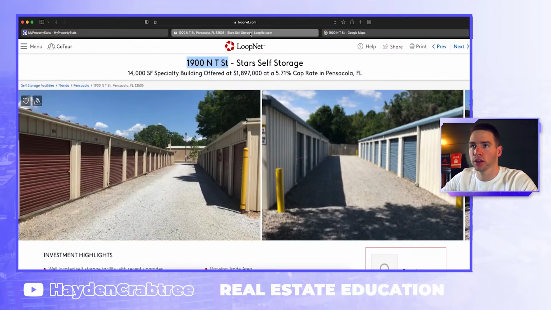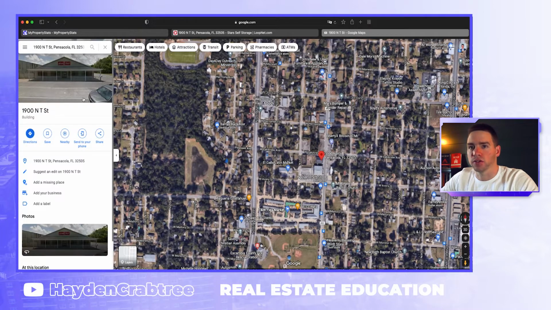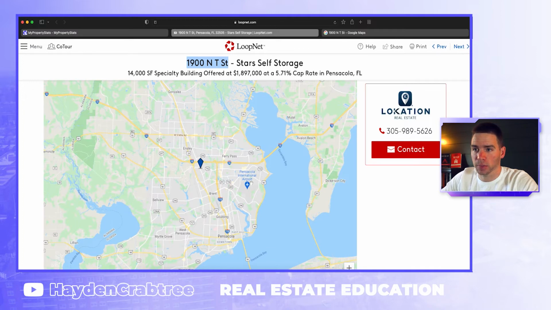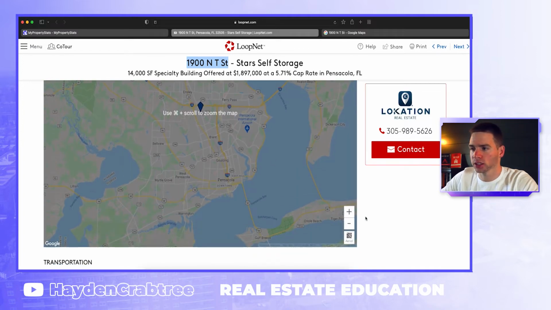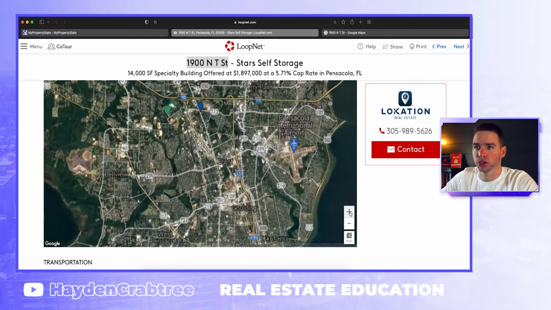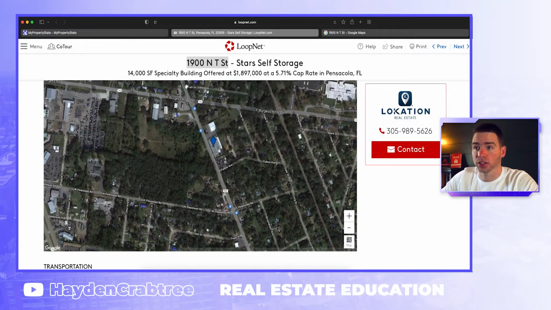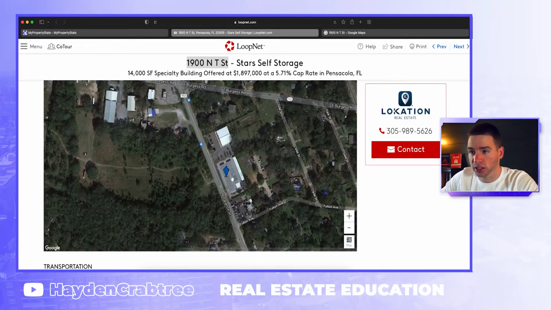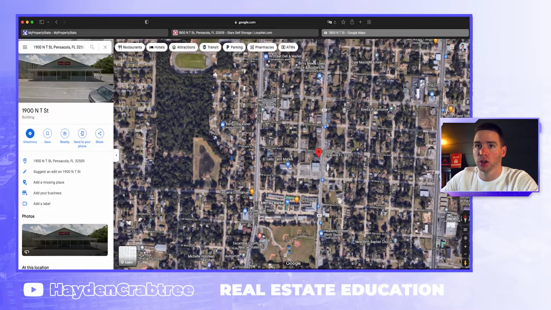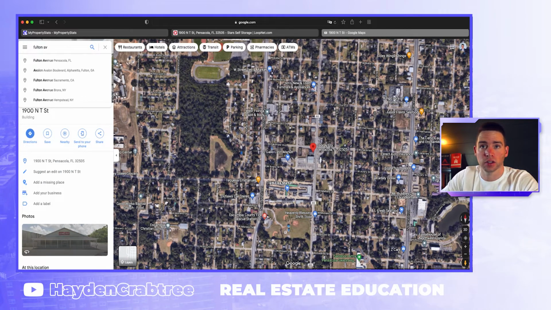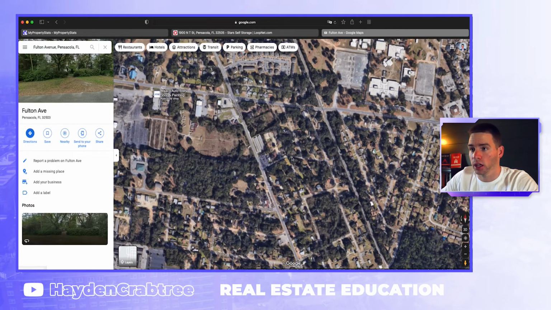Did I get the zip code right? 32505. So that's interesting. So I can't even find it on the map. So let's go down here and see what this looks like. We're going to aerial, we're going to zoom in, and it doesn't look like this is at that address. It looks like it's at a different address. So let's see. This is on North Halifax and Fulton Ave. So let's see if we can find North Halifax and Fulton Ave. Fulton Ave, Pensacola, Florida. And there we go.